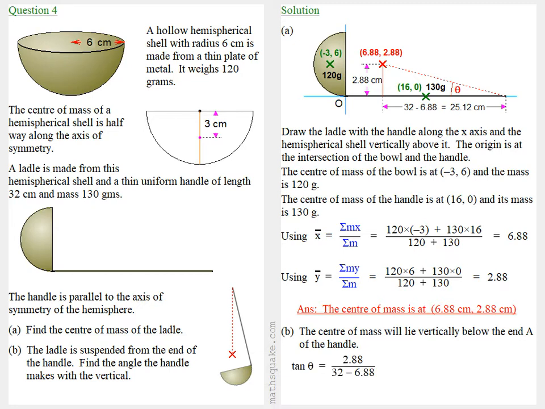Looking at the triangle, we've got the tangent of theta is 2.88 over 32 minus 6.88, so theta is the inverse tangent of 2.88 over 25.12, and that works out to be 6.54 degrees. So the angle the handle makes with the vertical is 6.54 degrees.